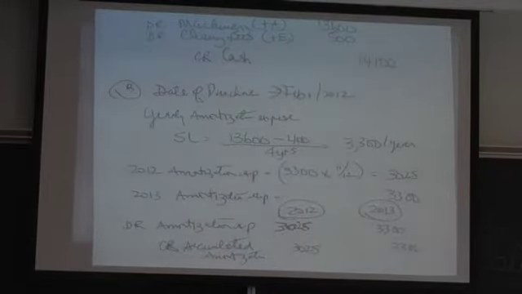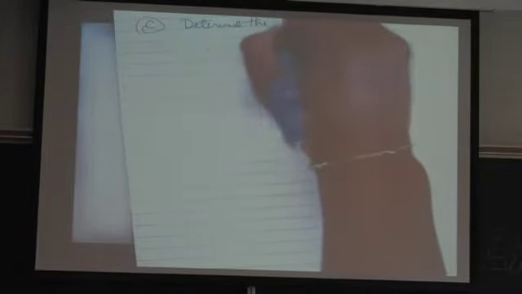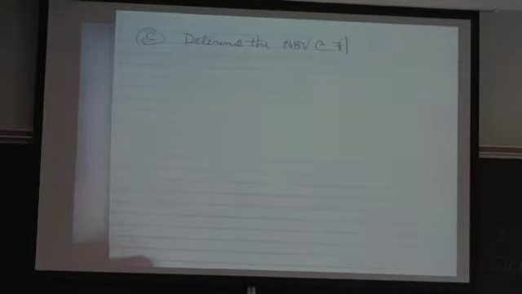Okay? Now, let's look at Part C. Part C says that we disposed of the asset on July 1st, 2014. So first of all, what we have to do is determine the net book value at July 1st, 2014.